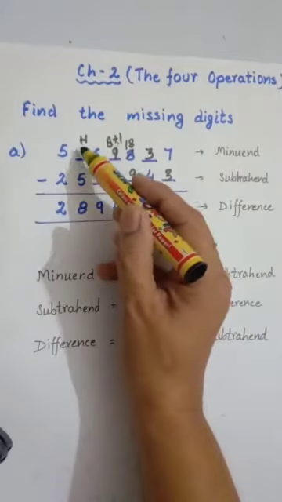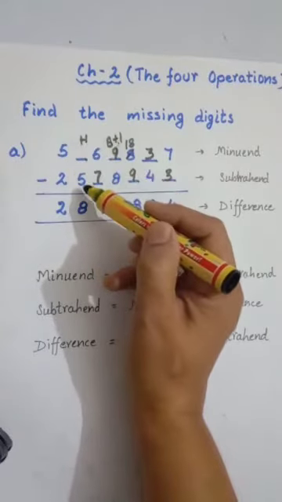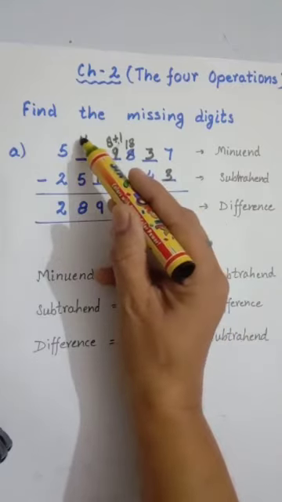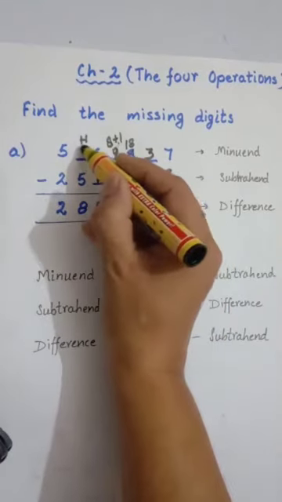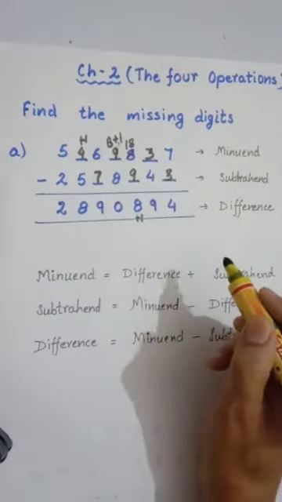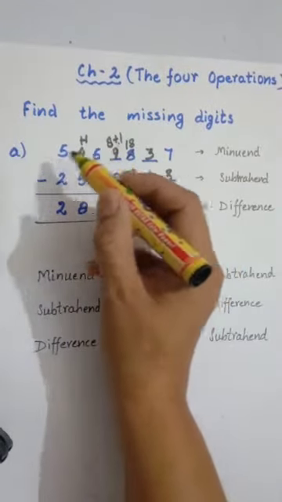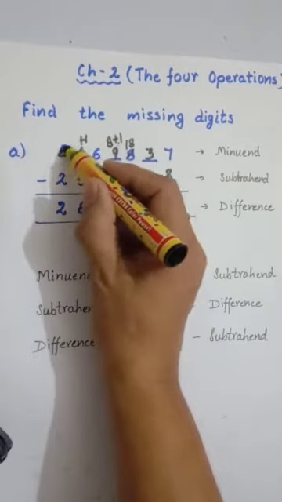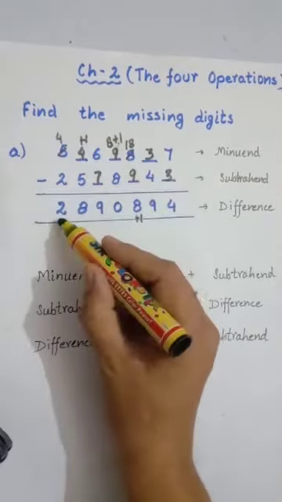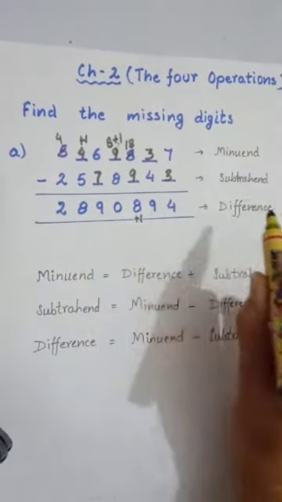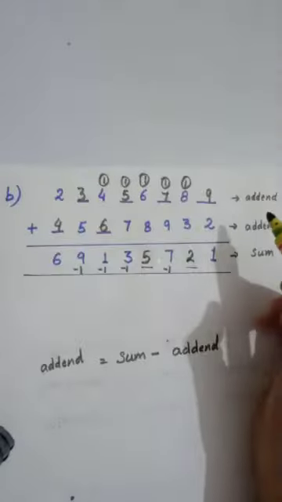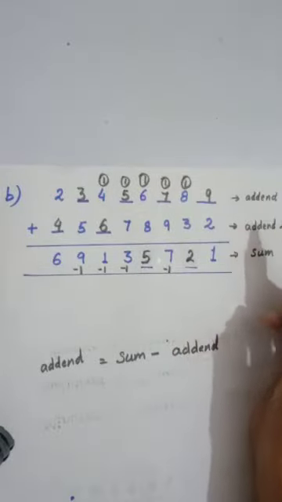Now here we have to find minuend. So 8 plus 5 is 13 plus 1 is 14. So we will write 4 here and one number will be deducted from here. So we have borrowed, so 4 will come. 4 minus 2 is 2. So we have solved all the questions. So these are the digits here.